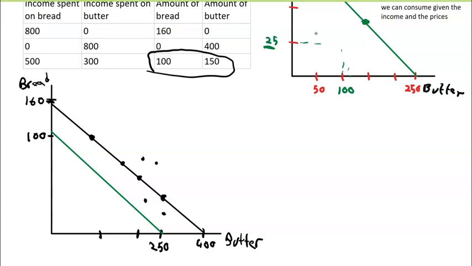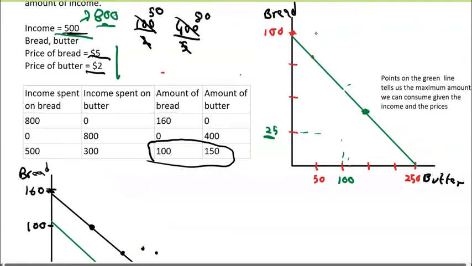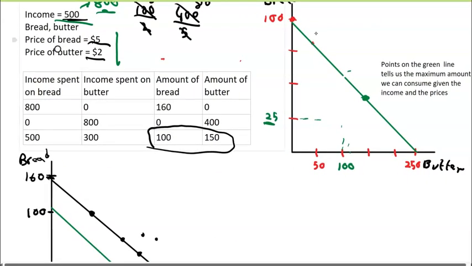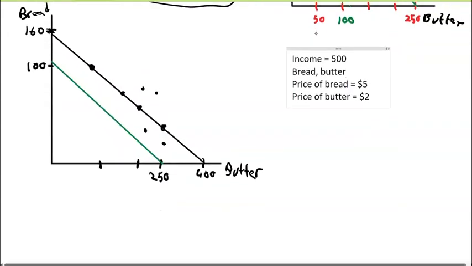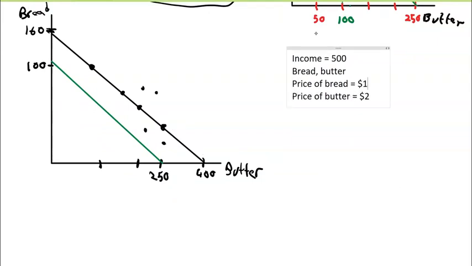What happens when price changes? Let's say that the price of bread, instead of $5, has changed to $10. So let's say income stays still at $500, which is what we had before, but now the price of bread has gone up from $5 to $10. And the price of butter is still at $2. So in that case, how would the budget line change?